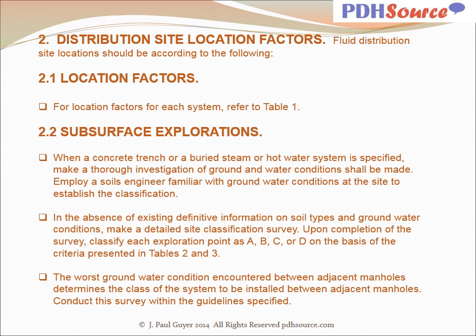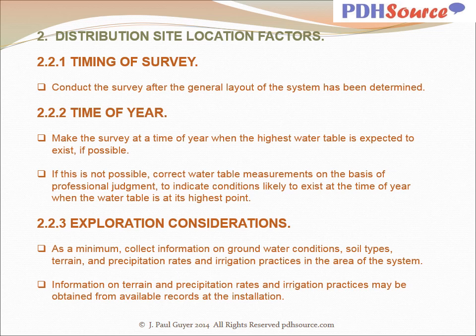The worst groundwater condition encountered between adjacent manholes determines the class of the system to be installed between adjacent manholes. Conduct this survey within the guidelines specified. Conduct the survey after the general layout of the system has been determined.